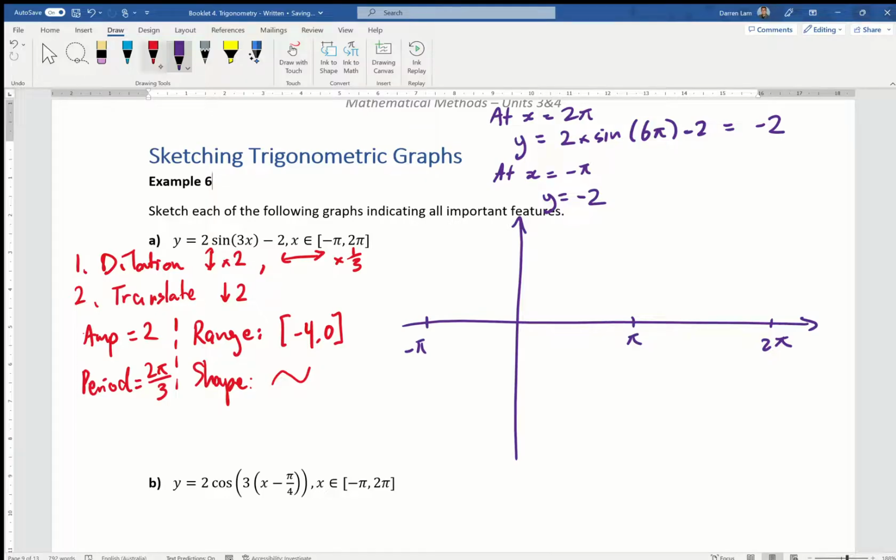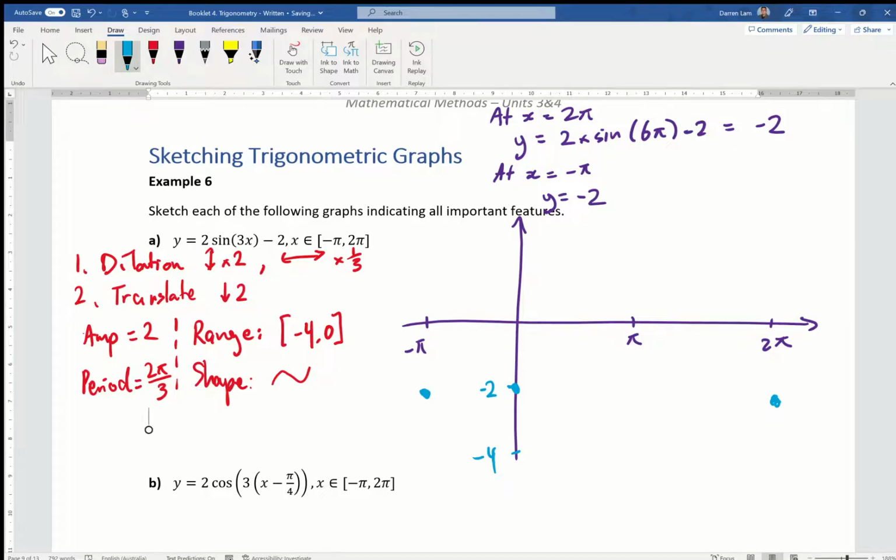So we actually end up with negative 2, negative 4. We end up with these points right here. And it's not perfectly in line on mine, but hopefully it is on yours. I'm putting negative 4 now, by the way, because I know my range is from negative 4 to 0. There is no horizontal translation, so I know it starts on the same y-axis, so I know that it starts here.